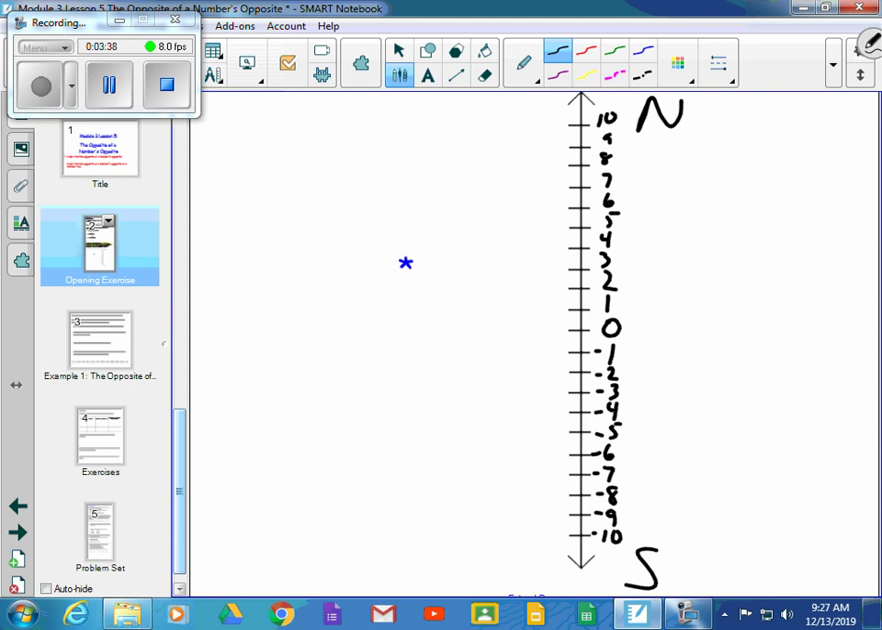Now, both pieces of information were given in relationship to the ice cream shop, which was where Joe was at. So we're going to use that to represent 0. His house was 10 blocks north of the ice cream shop. So if each of these tick marks represents a block, this would be where his house would be at.